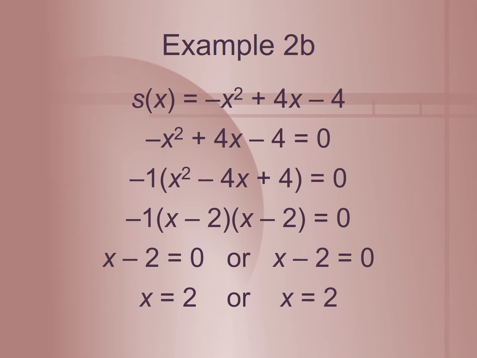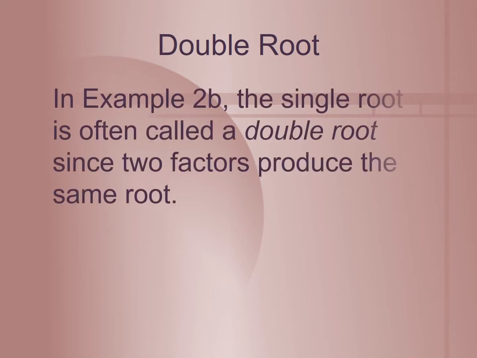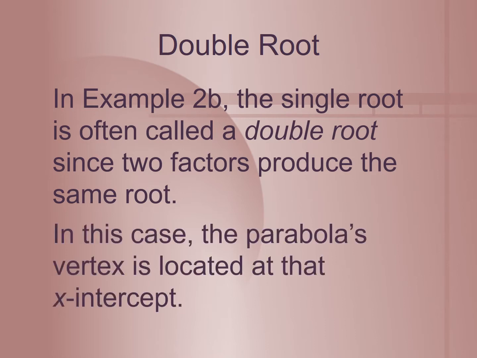We call this a double root because the two factors produce the same root. And in that case, that means the parabola is only hitting the x-axis once. So we would say that the parabola's vertex is located at that x-intercept.